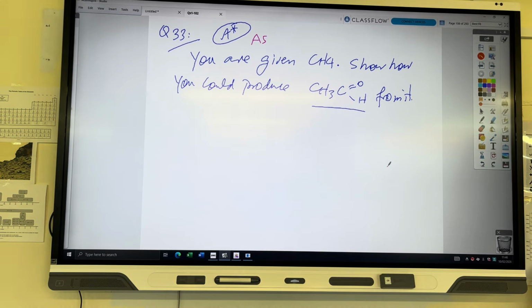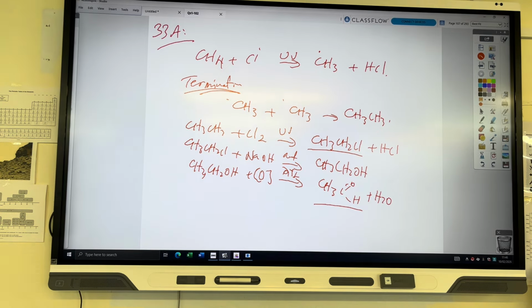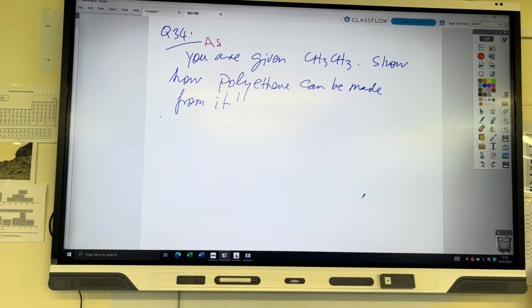Question 33. Well, I've suggested that if you can answer this question, you are at AS level. You are given methane, CH4, show how you could produce ethanol. Not methanol, but ethanol. That was quite a challenging one. You are given ethane, show how polyethylene can be made from it. Again, it's an AS. 4 minutes.